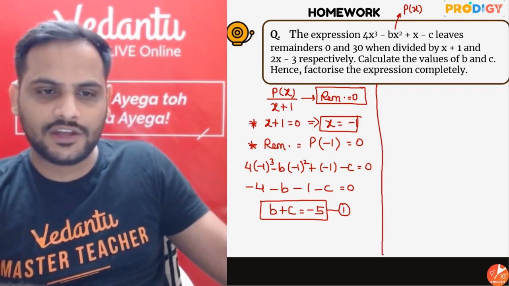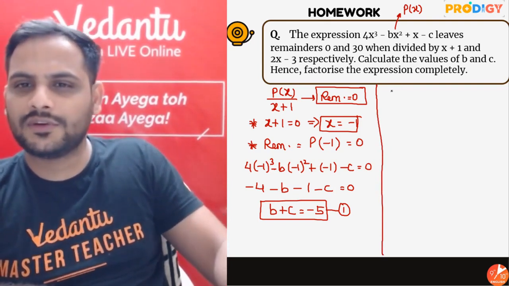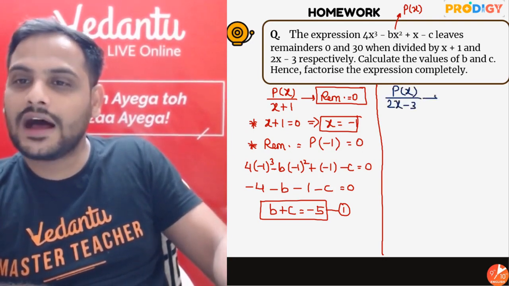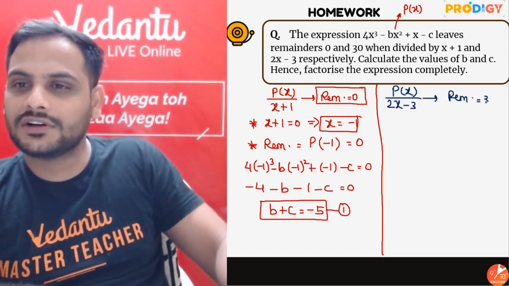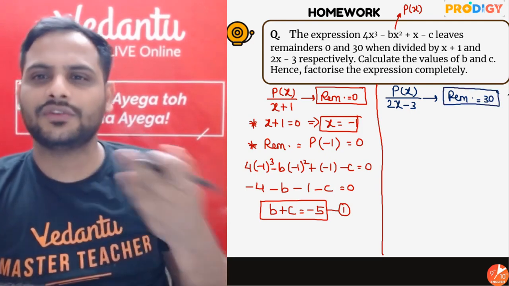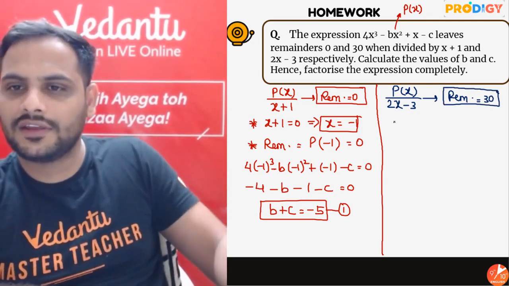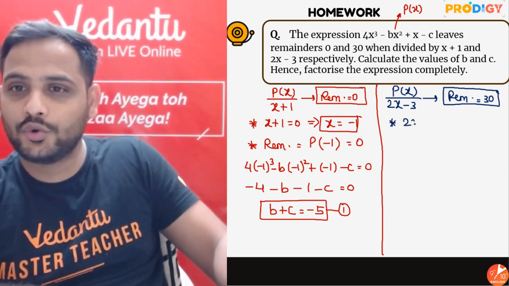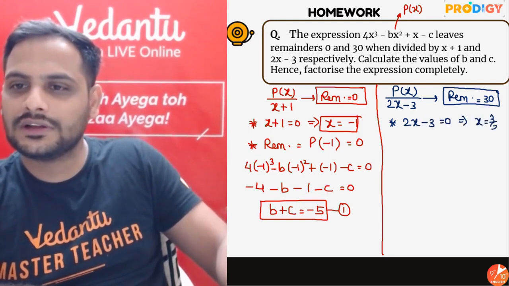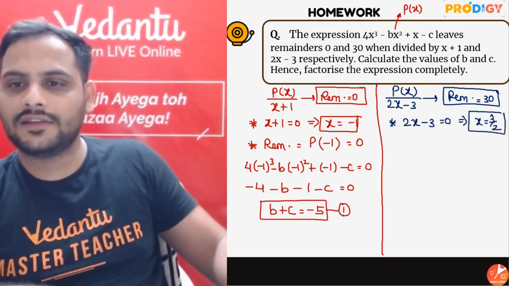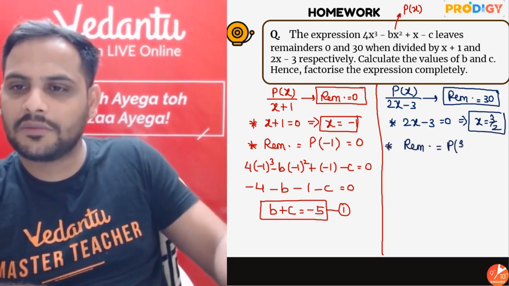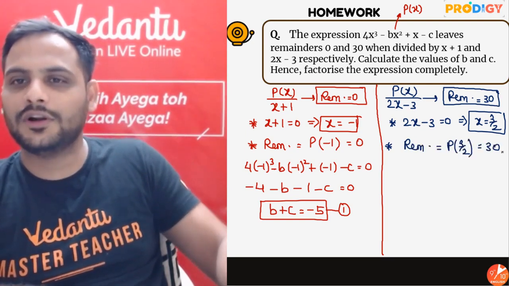If I go for the second equation, guys, p of x when divided by 2x minus 3, you are getting remainder as 30. What is the remainder, beta? Remainder is equal to 30. So let's make an equation. If I use remainder theorem, 2x minus 3 equal to 0, you will get x is equal to 3 by 2, and then I can say the remainder will be equal to p at 3 by 2, and that is equal to 30.